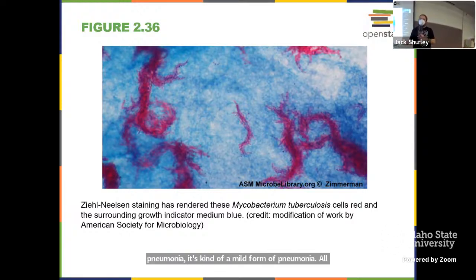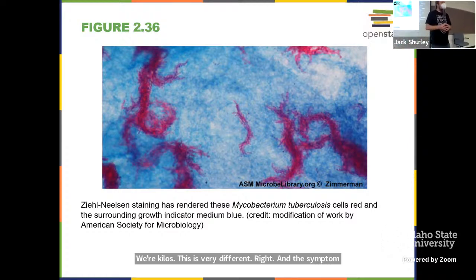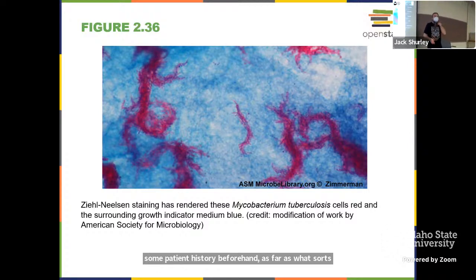Tuberculosis is very different, right? And the symptoms with that are going to be different. So you may be able to just kind of pick that up based off of some patient history beforehand, as far as what sorts of stuff you're looking for, right? Maybe not. And you employ both of these stains. It's only going to take you a few minutes to stain them with either method, and then you can see what's going on, right?